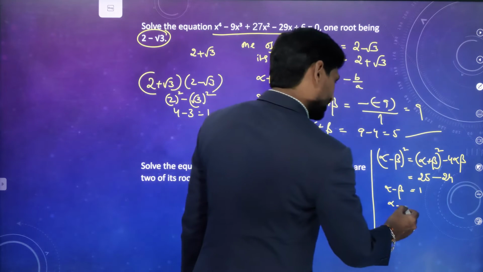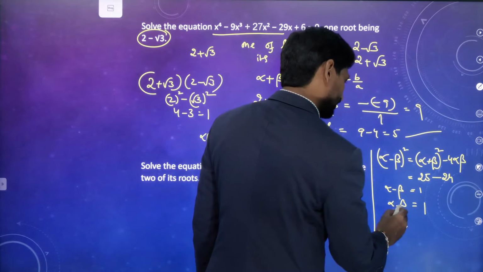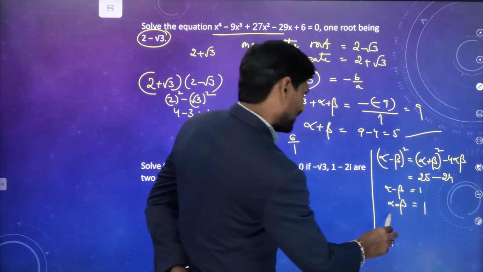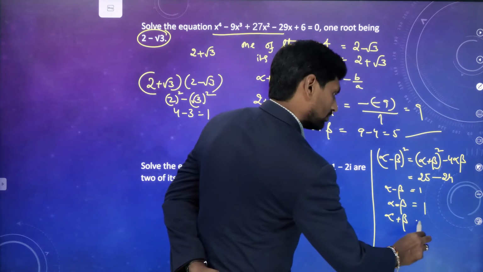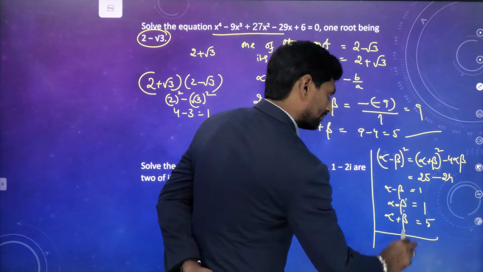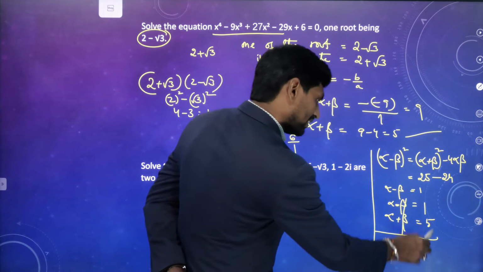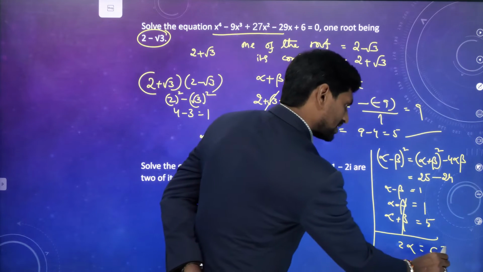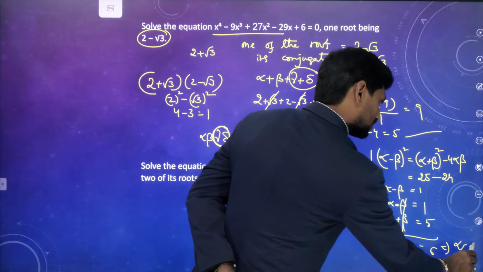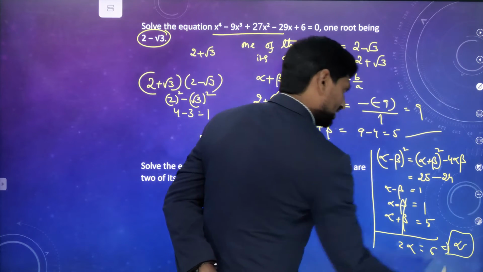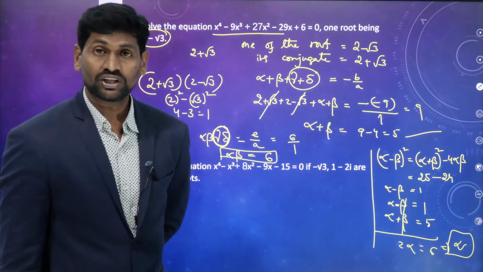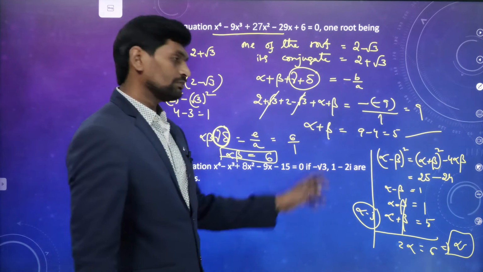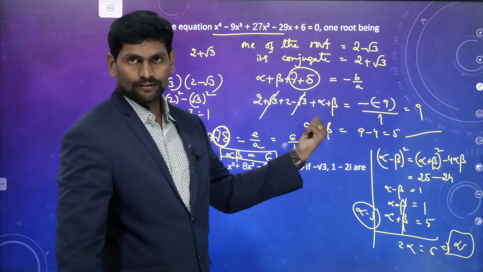Alpha minus beta equals plus or minus 1, or 1. Now alpha plus beta value is 5. Add both of them, you will get 1 plus 5, 6. Alpha plus alpha, 2 alpha. From this I can learn alpha is equal to 3, because 6 by 2 equals 3. Alpha value 3, then what is beta value? Beta value 2. Okay?